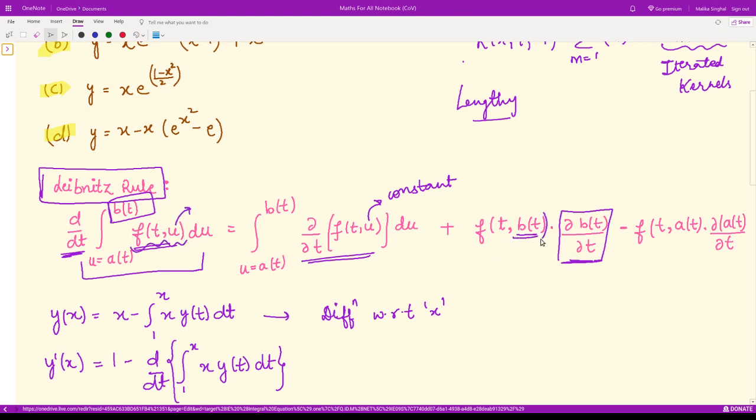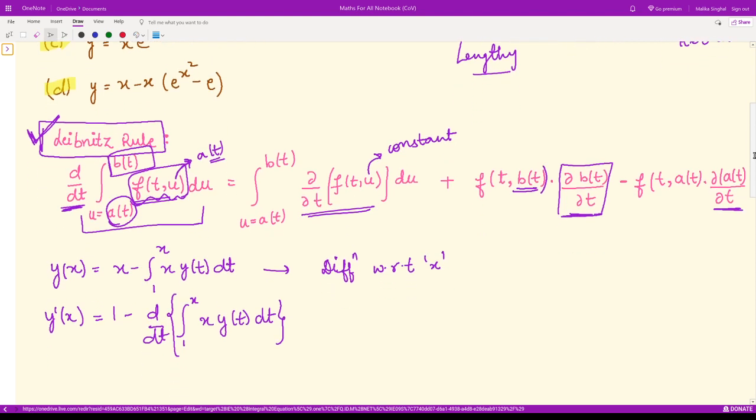And then you need to take the partial derivative of the upper limit with respect to t, and multiply this term with f of (t, u), where you substitute u with the upper limit. Moreover, minus you'll have to take the partial derivative of the lower limit with respect to t, multiplied by the function f, where you substitute u with a of t, the lower limit. So this is the rule, and you must remember this. This is a very important rule. So let us use this rule.